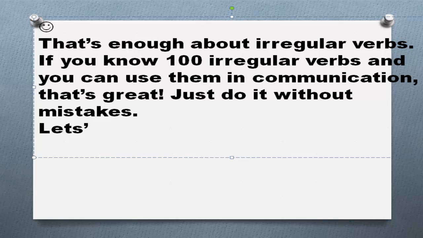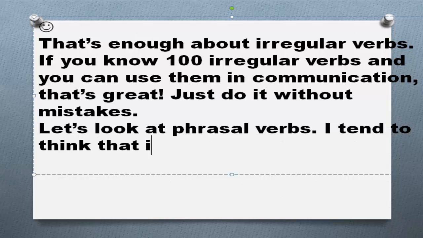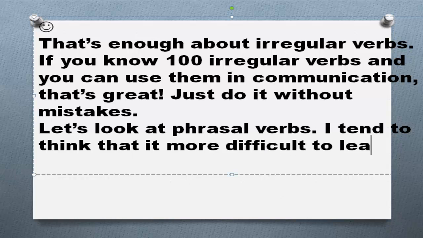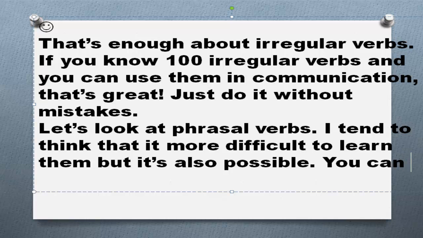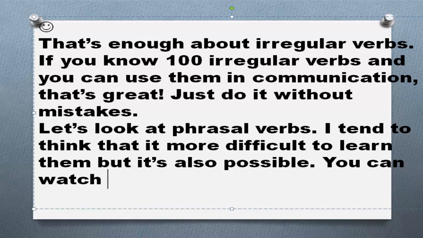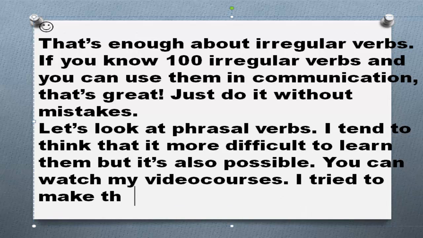Let's look at phrasal verbs. Давайте с вами посмотрим на фразовые глаголы. I tend to think, я склонен думать, that it's more difficult to learn them, но это также возможно. You can watch my video courses, можете посмотреть мои видеокурсы. Я постарался сделать их очень информативными. I tried to make them very informative.